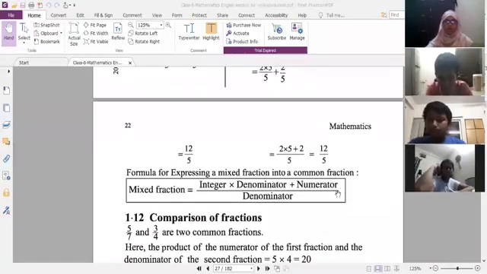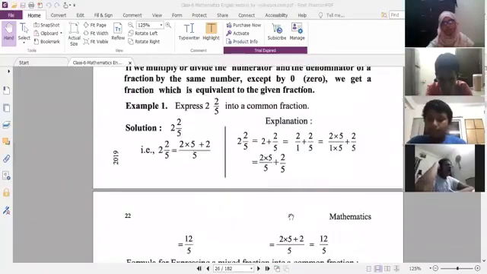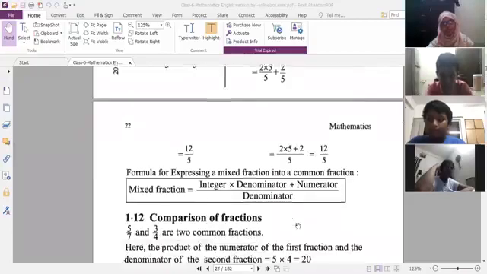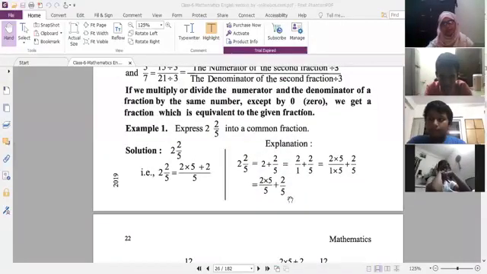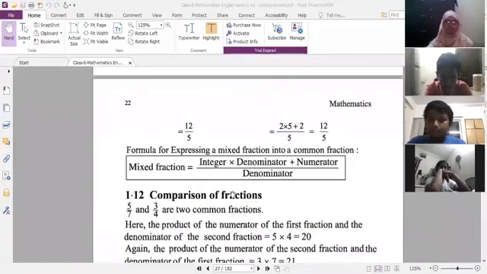So our mixed fraction is equal to integer multiplied by denominator plus numerator, by denominator. So our mixed fraction is equal to integer into denominator plus numerator by denominator.